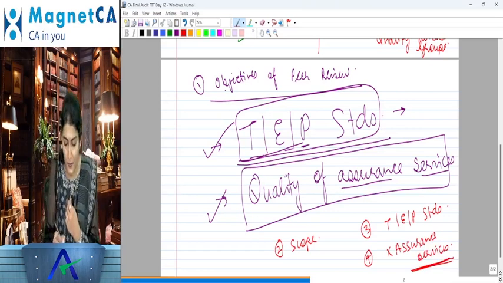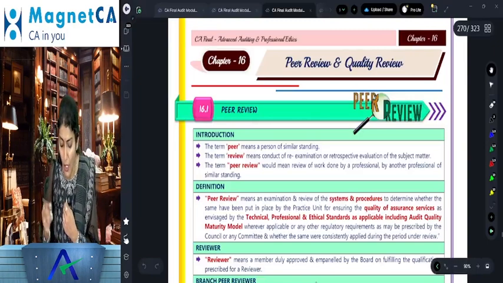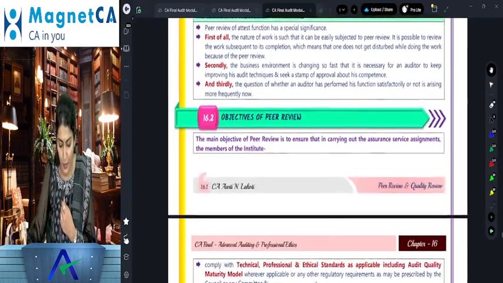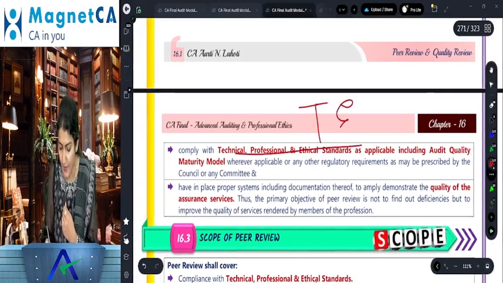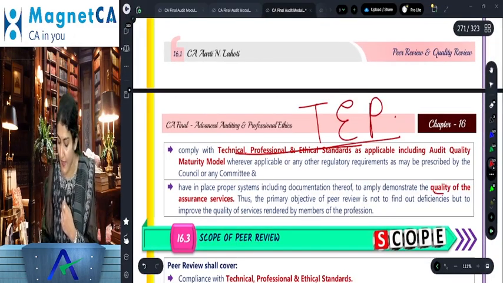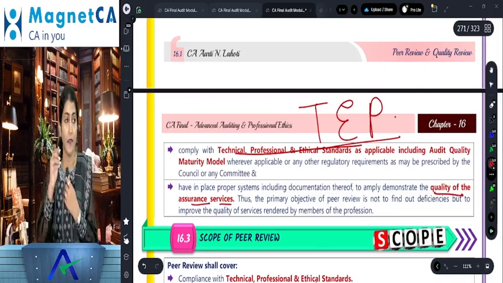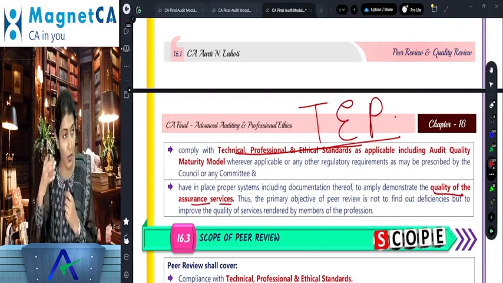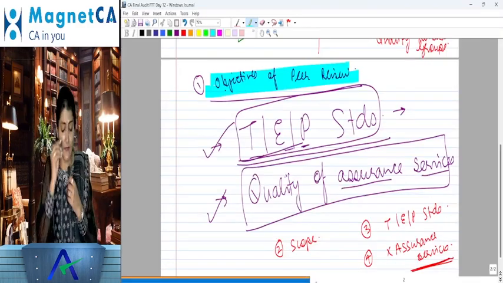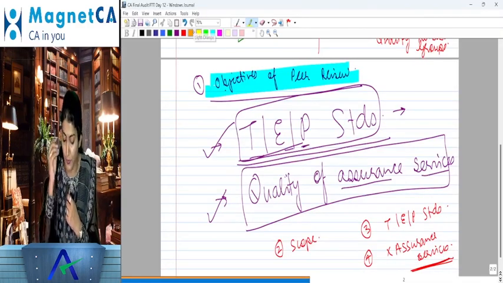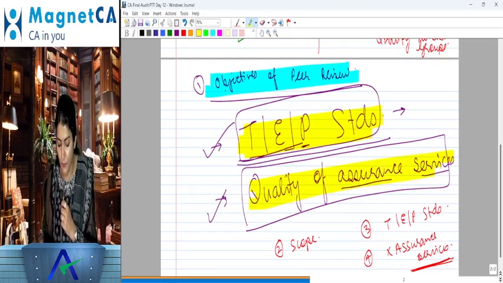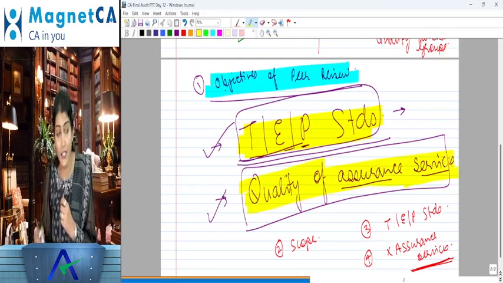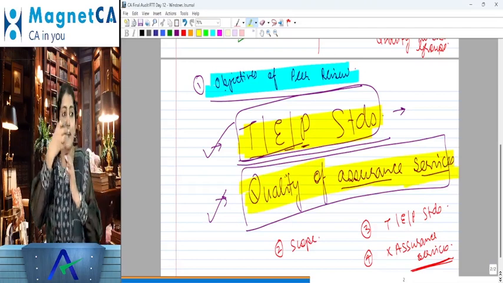So what is the first question, which I have already discussed with you? What are the objectives of the peer review? To check compliance with the TEP, technical, ethical, professional standards. And second, to check the quality of assurance services. Compulsorily, this is what you need to write, what you need to remember regarding peer review: TEP, technical, ethical, professional standards, and the quality of assurance services. This is what is checked in a peer review. This is why a peer review is conducted.